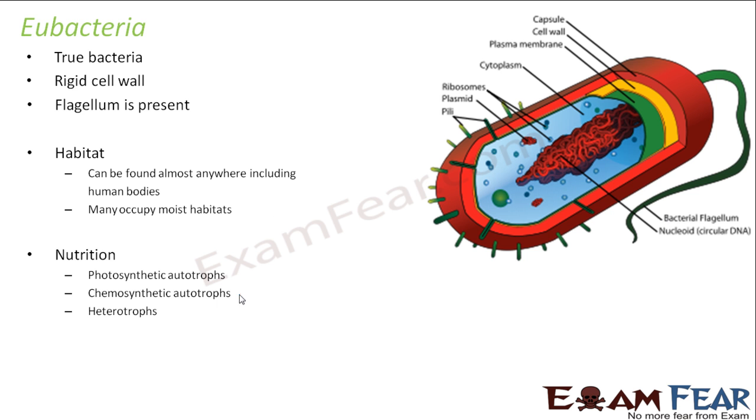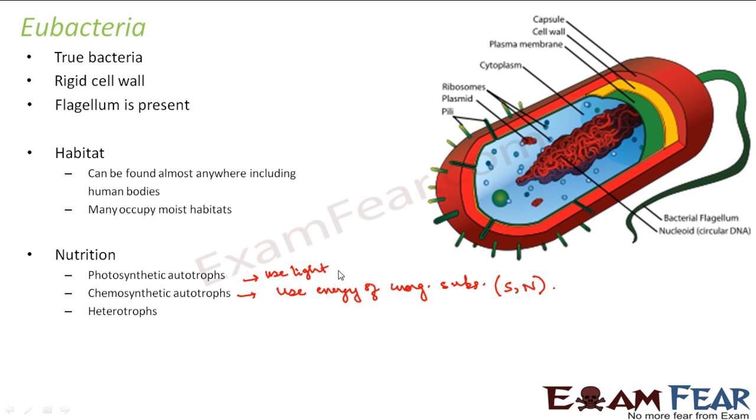So these chemosynthetic autotrophs use energy of inorganic substances which contain sulfur and nitrogen, and then utilize that energy to prepare food. And these use light energy. So they are the photosynthetic and chemosynthetic autotrophs. When I talk about heterotrophs, they do not at all prepare their own food. They depend on others for their food. So let us talk about some examples of heterotrophic bacteria, how they obtain food.